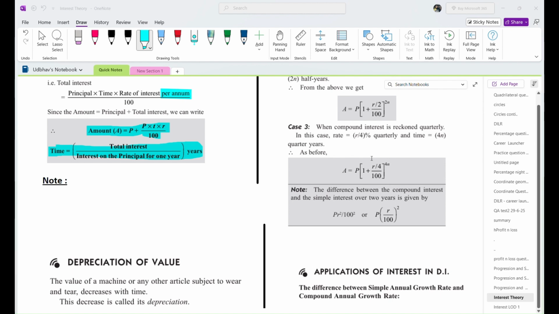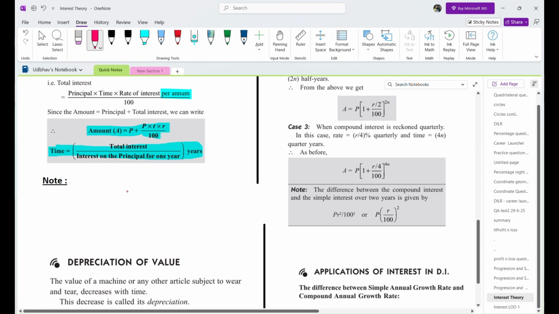However, if the rate of interest in the question is specified in terms of 6 monthly, or it is specified as half yearly, then we'll not take time in years, we'll take time in the bunch of 6 months. Because the interest is being calculated every 6 months.